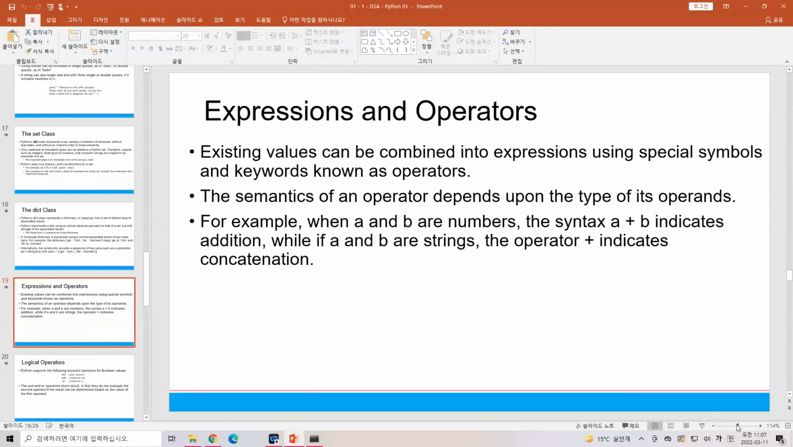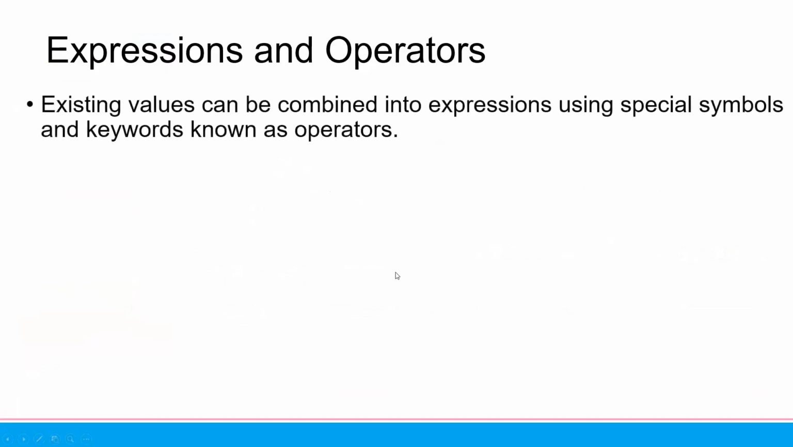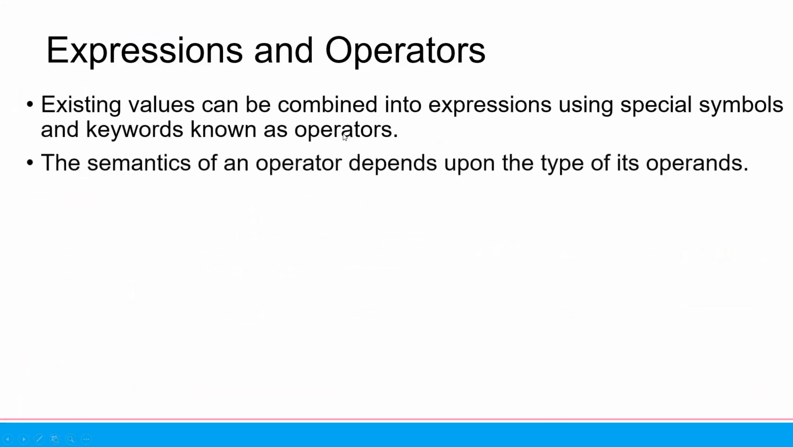Expression and operators. In Python, the expression is more expressive compared to other programming languages. So the existing values can be combined into expression using special symbols and keywords known as operators. The semantics of an operator depends upon the type of its operands. So the common operands are mathematical, like the plus, minus, multiply, division.